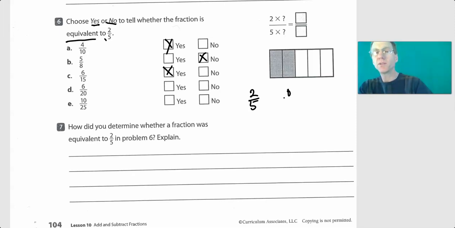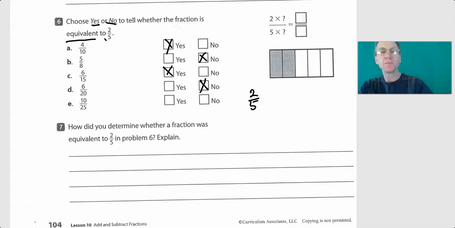6/20, right? So 6/20. I have to quadruple the number of slices in the whole pizza, and if I quadruple this, 2 times 4 does not equal 6. That is a no-go. It's a big negative.